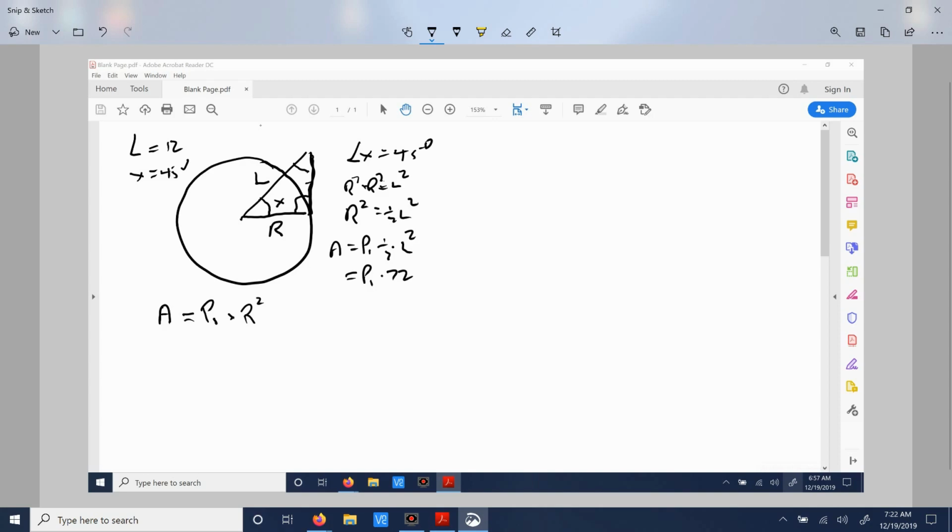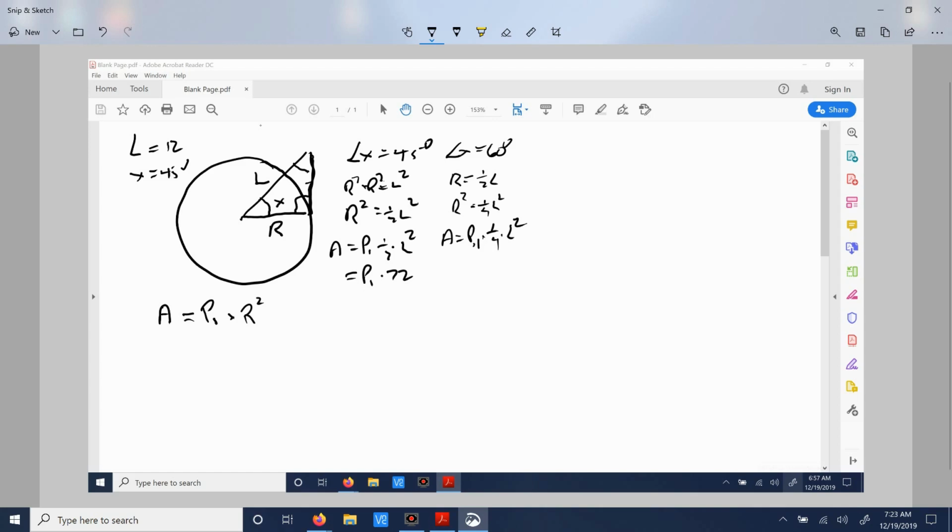Suppose that I had told you that angle X was 60 degrees. Well, then that means the other angle, the complementary angle up here, was 30, and that would have told you, if you study geometry, if you have a right triangle, the side opposite a 30-degree angle is 1/2 the hypotenuse. So R in this case would be 1/2 L, and so R squared would be 1/4 L squared, and the area then would be pi times 1/4 times L squared. So whatever L was, you could plug it in here and get the answer.